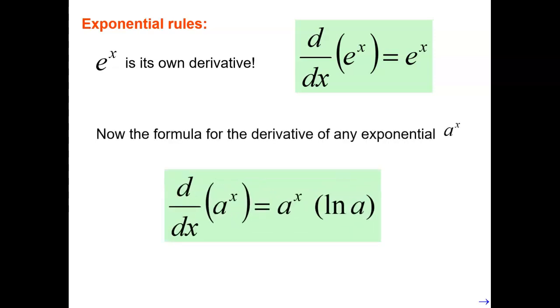The formula for any other exponential function a to the x, where a is a real number, is this rule: the derivative of any exponential function a to the x is equal to itself multiplied by the natural log of its base. So if I had 5 to the x, the derivative would be 5 to the x, natural log of 5. If I had 1/2 to the x, the derivative would be 1/2 to the x times the natural log of 1/2. A very simple rule.